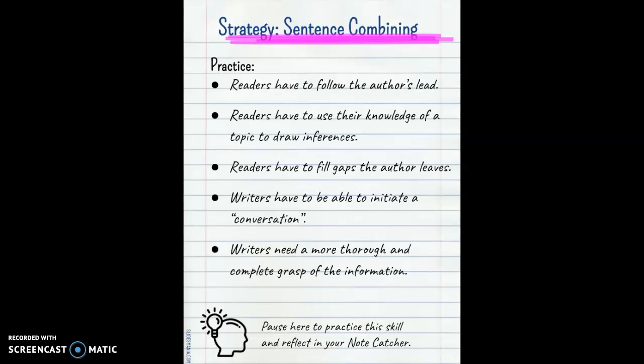Now it's your turn. We have taken these phrases from the content of what you have read earlier. Pause and practice the skill in your note catcher. Make 2 sentences, one addressing reading and the other writing, or combine them all into one. After you practice, take a minute to reflect on what you did, the how to combine these sentences.